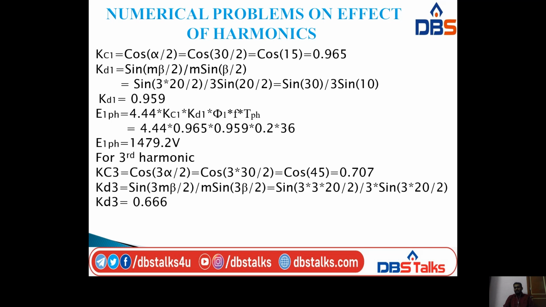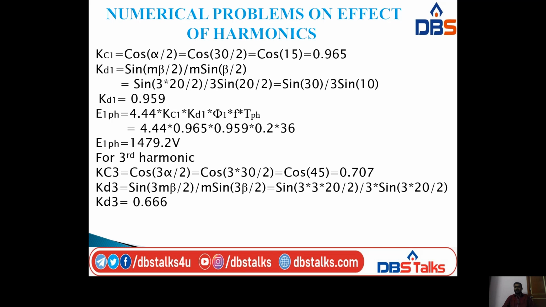This is for the fundamental component, that is Kcx is equal to cos x alpha by 2. Here the x value is 1, that is the fundamental component, so cos 1 into alpha by 2, and you already have the alpha value, that is 30 degrees. Substituting here, we have cos 30 by 2, that is equal to cos 15. From the trigonometric functions, cos 15 is equal to 0.965. Similarly the distribution factor for the fundamental component, that is KD1 is equal to sin m beta by 2 by m sin beta by 2. Here m value is 3 and beta value is 20. Substituting, we have sin 3 into 20 by 2 by 3 into sin 20 by 2, that is equal to sin 30 by 3 sin 10. So KD1 is equal to 0.959.